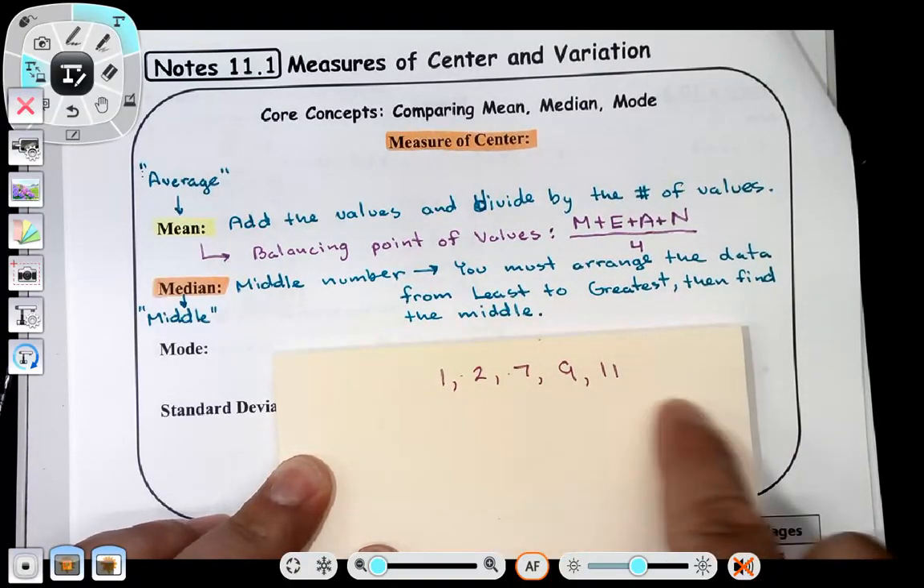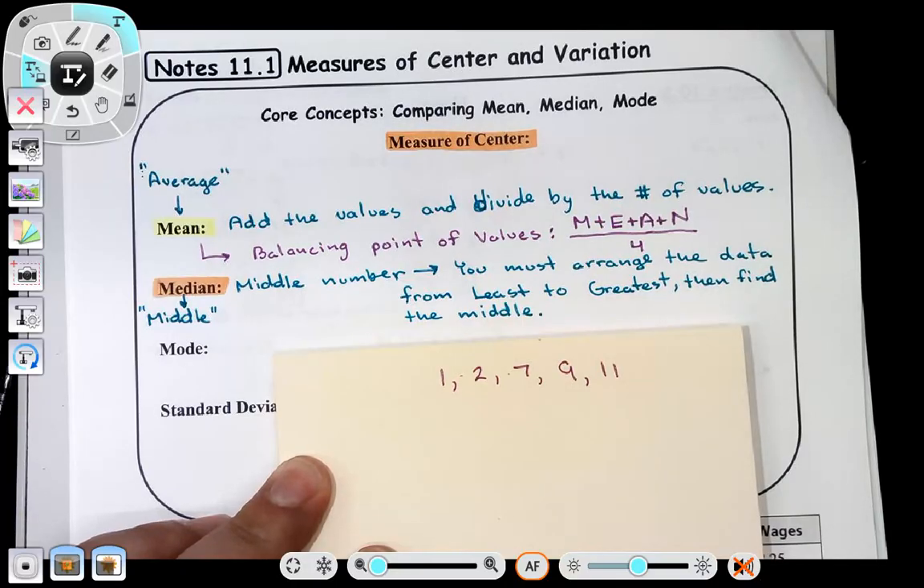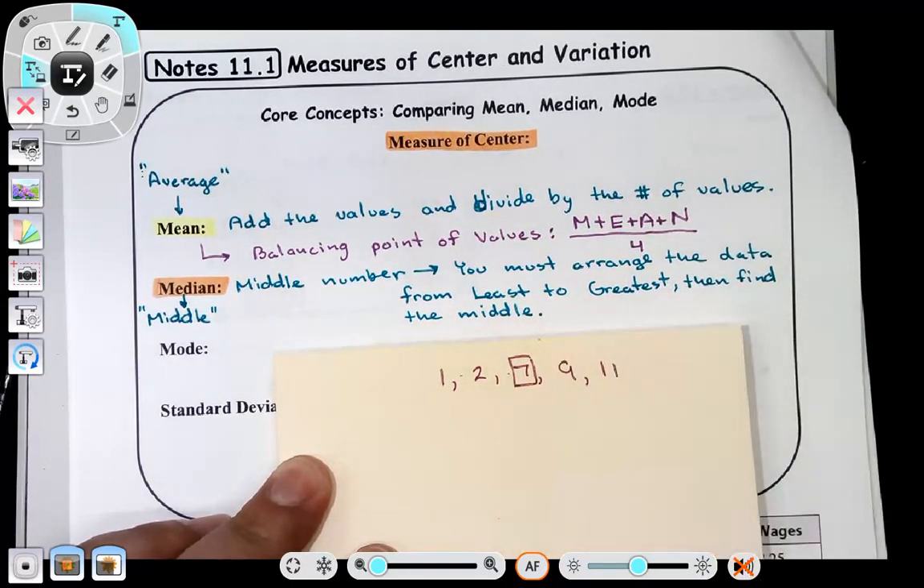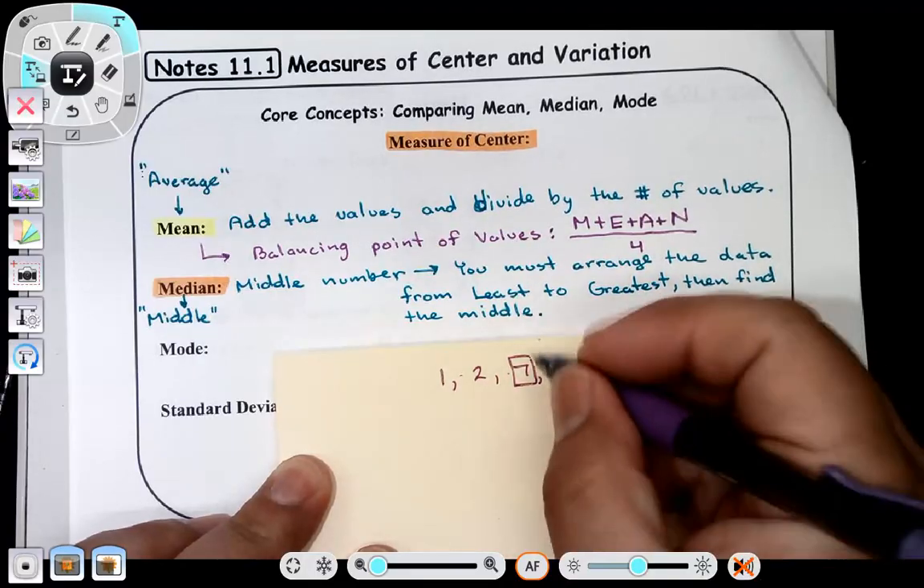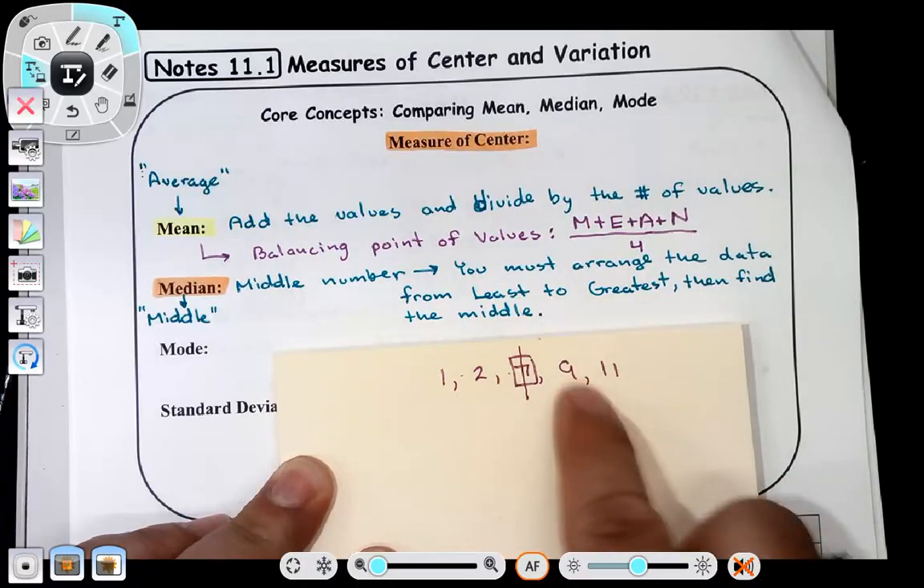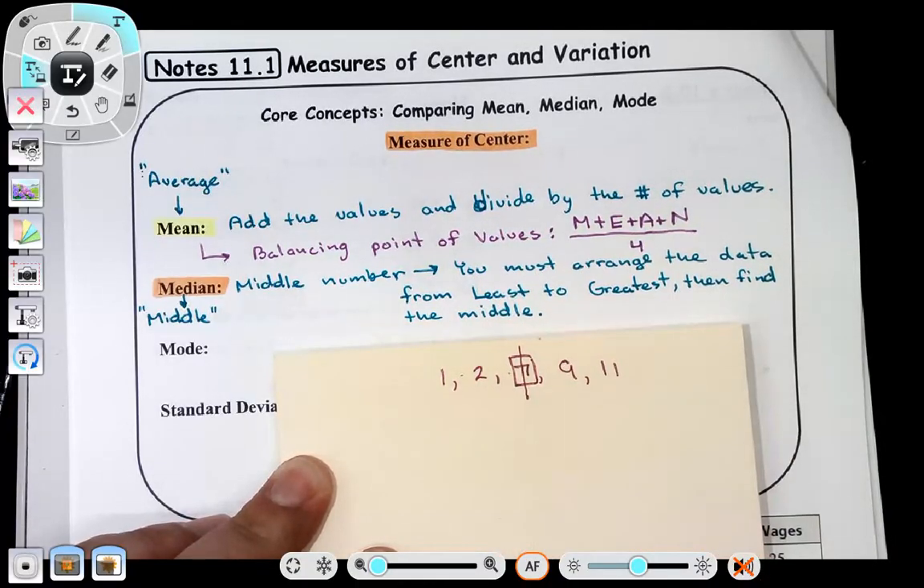What's the median? Which number is the median here? 7, because that's the number that's right in the middle. How do I know it's in the middle? Because if I cut it off right here, right at the 7, there's 2 numbers on this side, 2 numbers on that side. That's the middle.